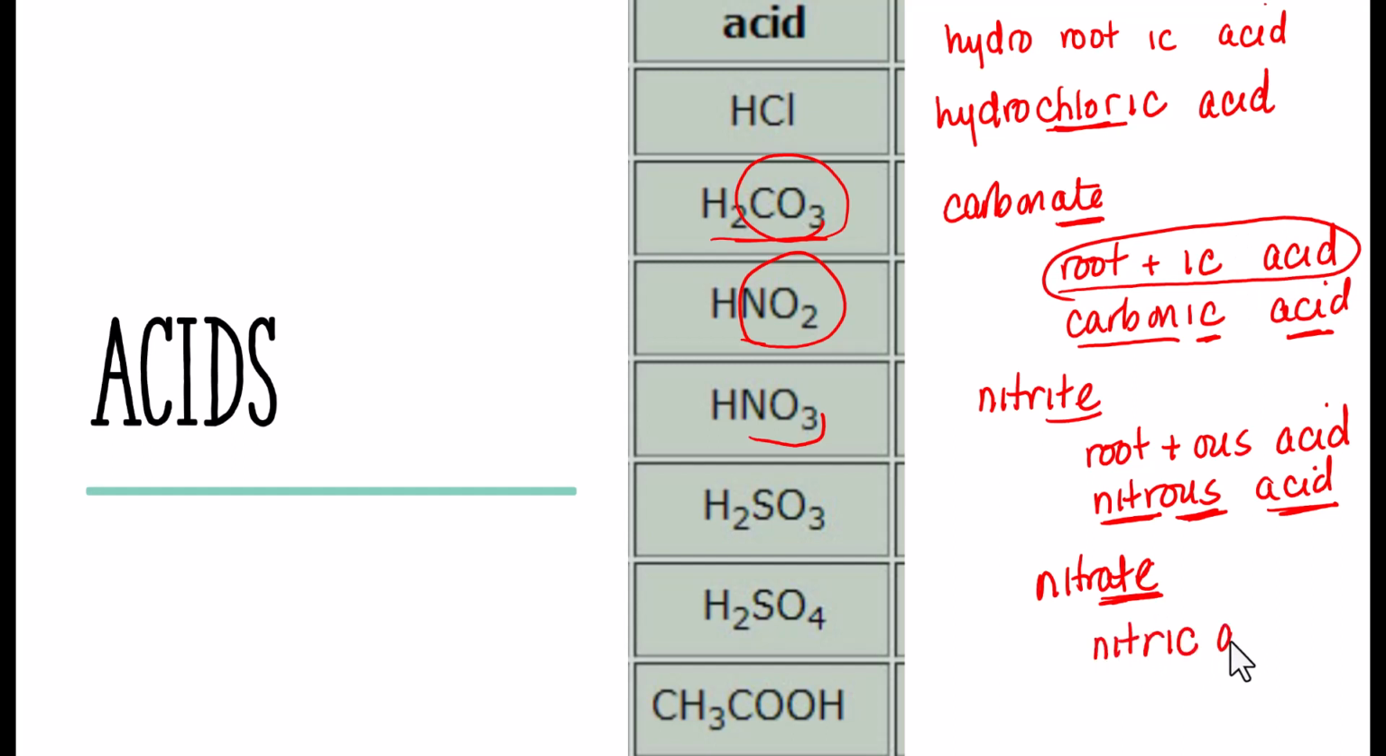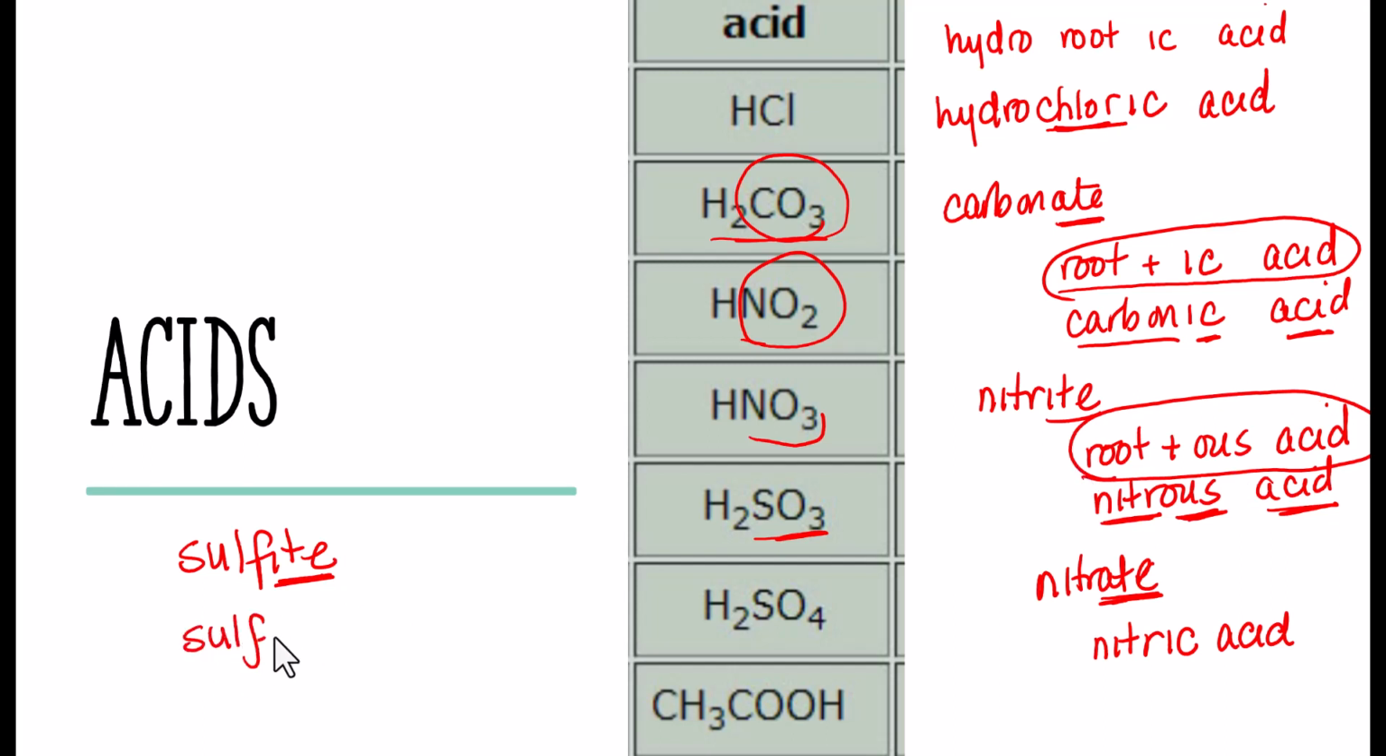Next one here, SO3. Again, oxygen is present. SO3 is sulfite. So this becomes no hydro. We know it's going to be root-ous acid. So this is going to be sulfurous acid.